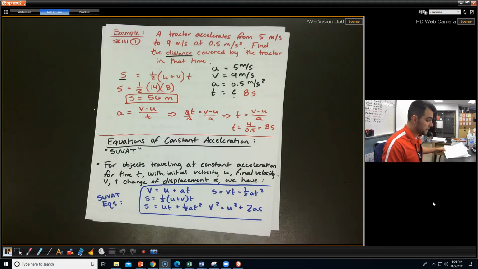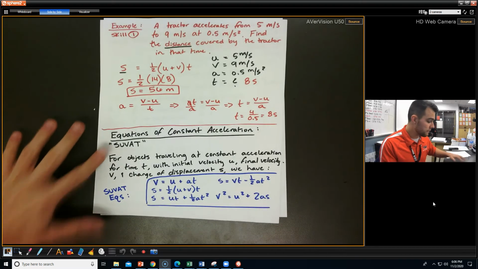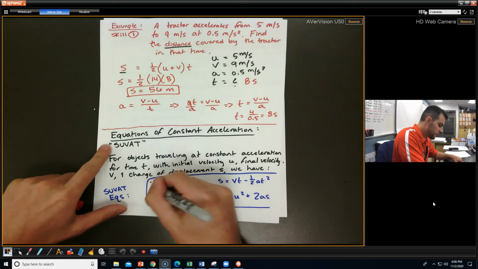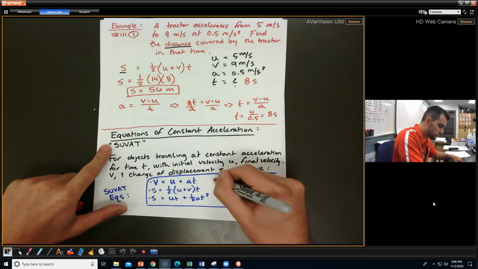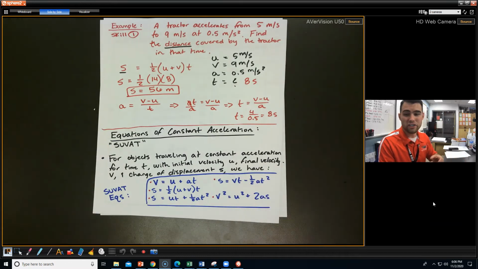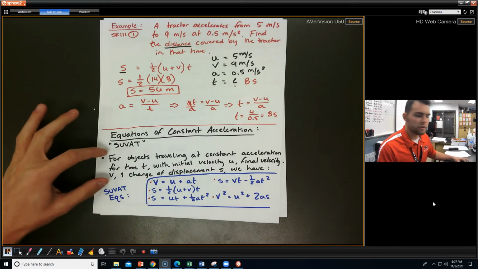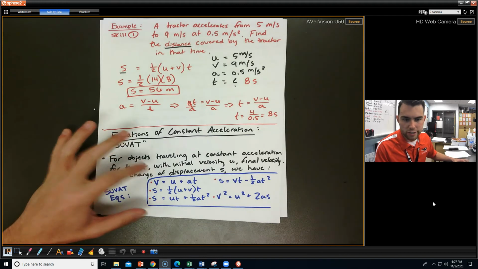And this is them right here, okay? There's 5 of them right here. These 5 equations are probably some of the most important equations that we're going to do in mechanics, especially with acceleration. So we really are going to get a lot of practice with them. So for objects traveling, and you don't need to write this part out, just write your equations down.